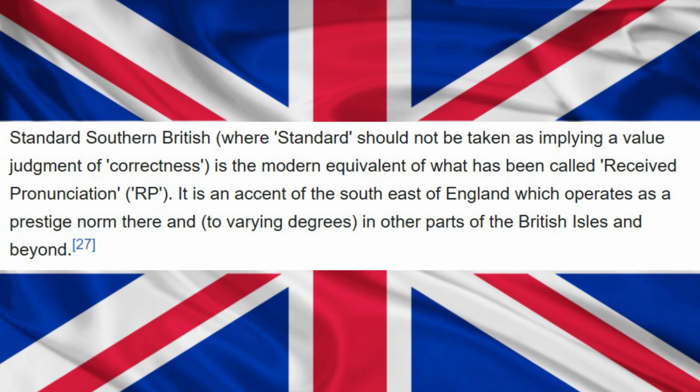And in fact, the handbook of the International Phonetic Association uses the term Standard Southern British to mean RP. Page 4 reads: Standard Southern British, where standard should not be taken as implying a value of judgment of correctness, is the modern equivalent of what has been called received pronunciation, RP. It is an accent of the southeast of England which operates as a prestige norm there and, to varying degrees, in other parts of the British Isles and beyond. So, modern British RP is predominantly found in the southeast of England.